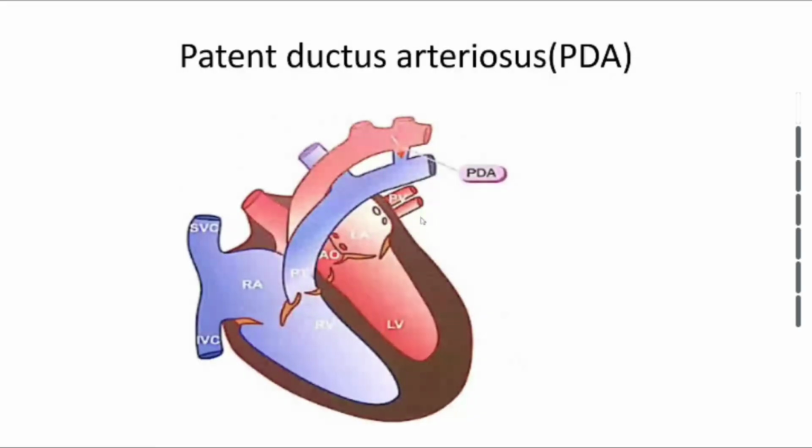And so there is likelihood of a lot of blood overloading in the lungs, because some blood will get there from the aorta and join the blood that is going to the lungs. And so you are likely to have a lot of blood overload within the pulmonary vessels. So that is the patent ductus arteriosus.